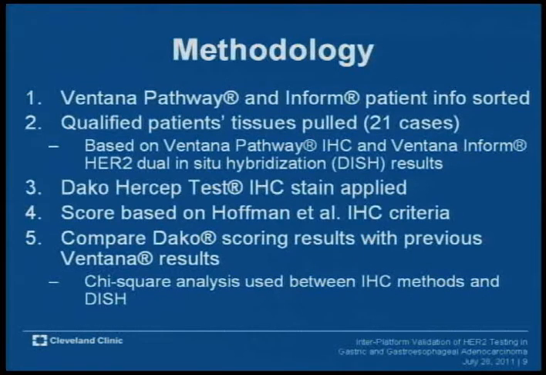Then we scored them based on the criteria that was used in the ToGA trial. We compared the DAKO scoring results with the previously stained Ventana results, and we used chi-squared analysis between the two IHC methods to determine concordance.